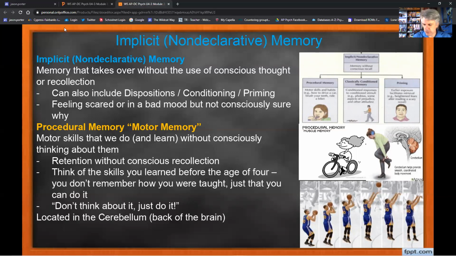Motor memory is another type of procedural memory where when we're shooting a basketball, we're not going dribble, dribble, dribble. We're just sort of doing it and repeating it again and again, so that the recollection of that won't take as long. Again, when your coach says, don't think about it, just do it. These are those procedural memories.